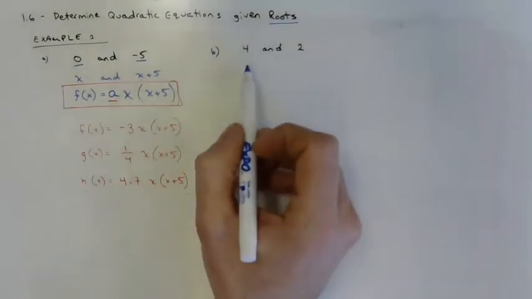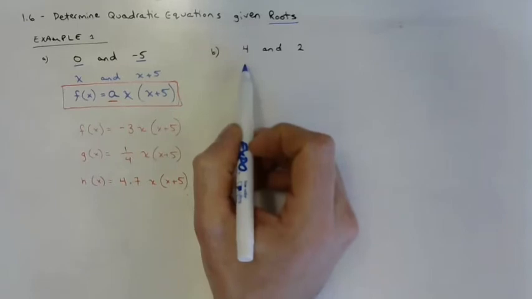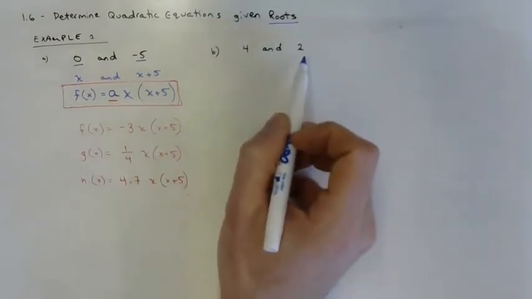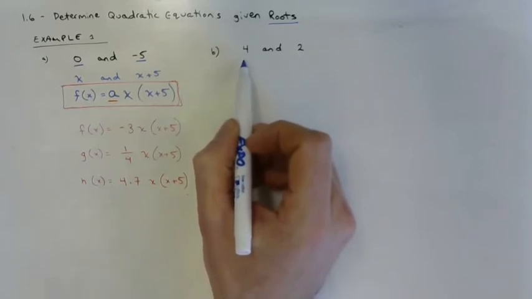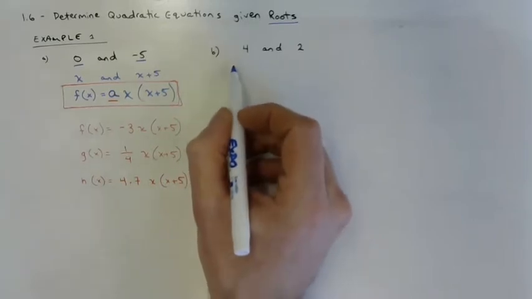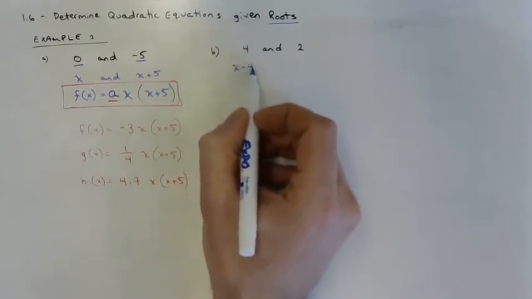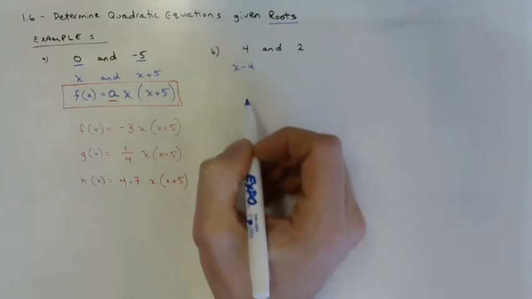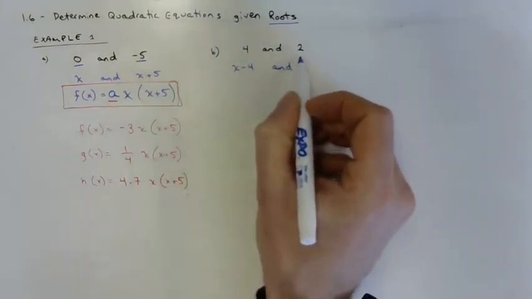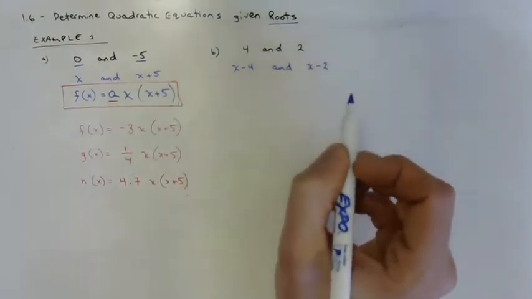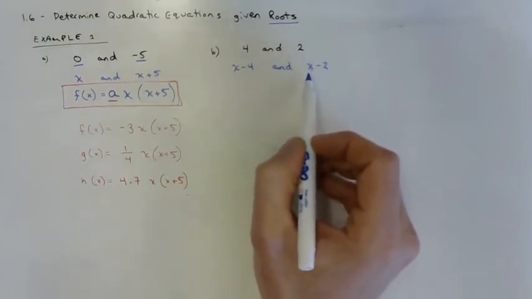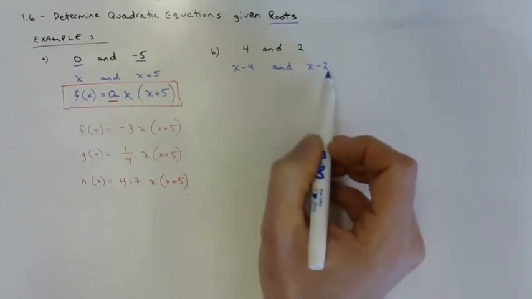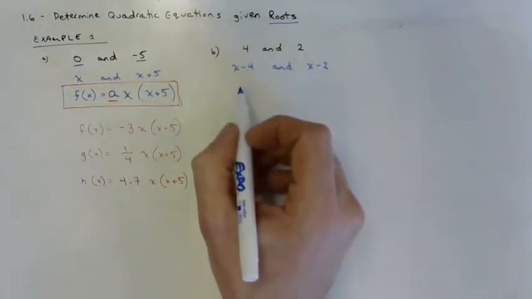Okay? Let's go look at our next example. We are given the roots 4 and 2. Okay, if 4 is a root, then that means x equals 4 will make the function equal 0. Okay, if 4 is a root, then x minus 4 is a factor. And if 2 is a root, then x minus 2 is a factor. I know that because if I put 2 into my equation that I'm going to make, it will turn a factor into 0. So what is our equation going to be?